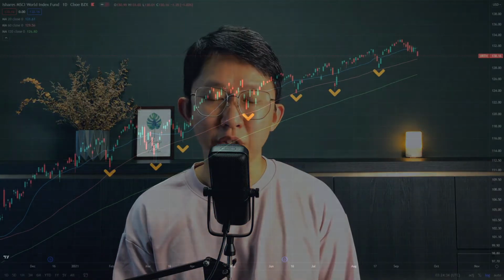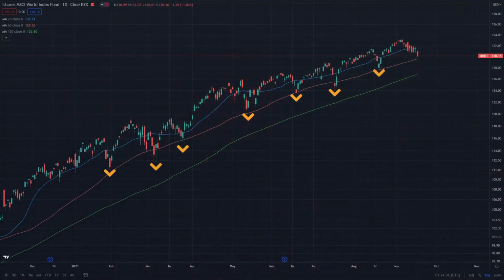Next, let's move on to a global index, MSCI World Index. The MSCI World Index captures large and mid-cap representation across 23 developed countries. With 1,557 constituents, the index covers approximately 85% of the free float adjusted market capitalization in each country. This gives us an overview of what is happening in the global markets.